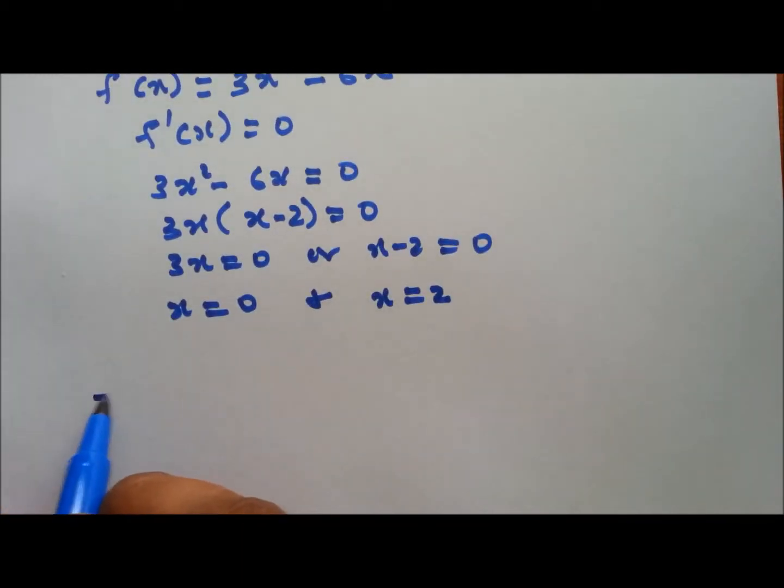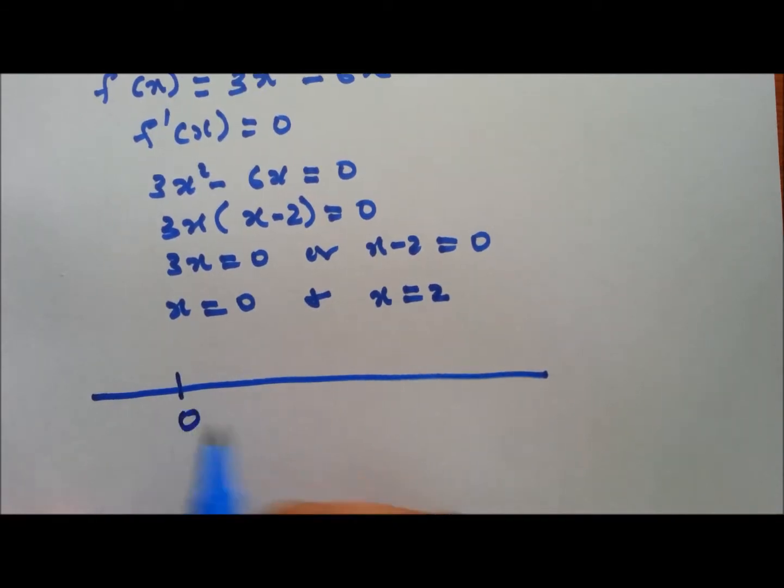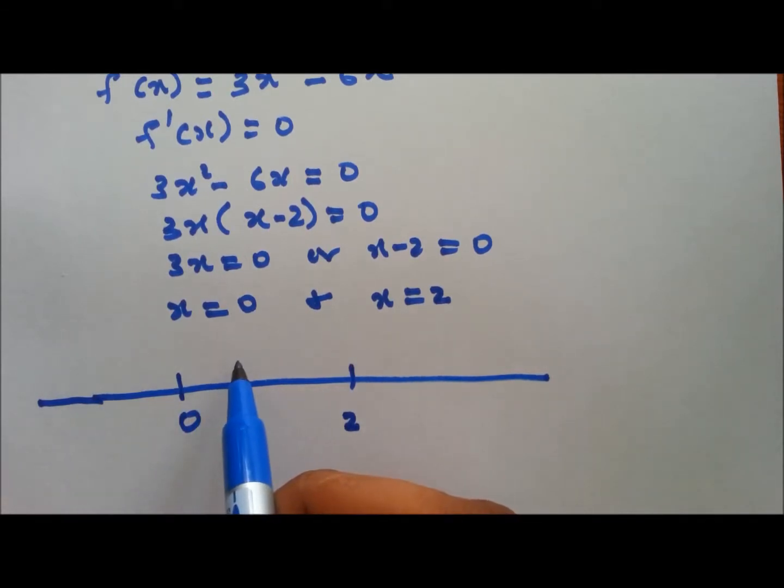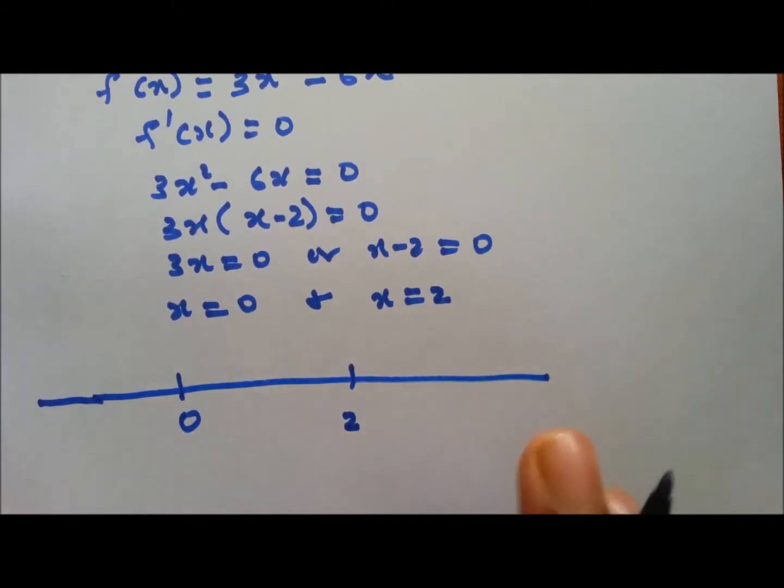Then we draw a number line. This is 0 and that is 2. Now we need to find whether each side is increasing or decreasing. We know that the derivative of a function at a particular point gives us the gradient. So if I find the derivative at a number less than 0, that will give me the gradient at that point, which tells me the sign on that side.